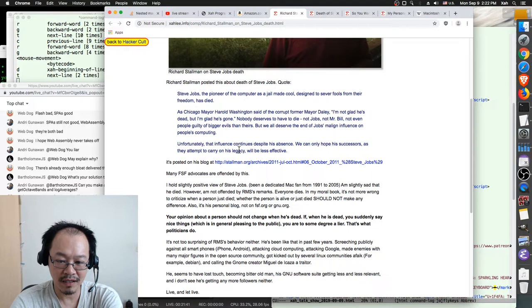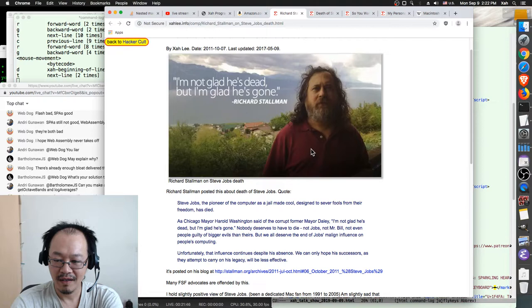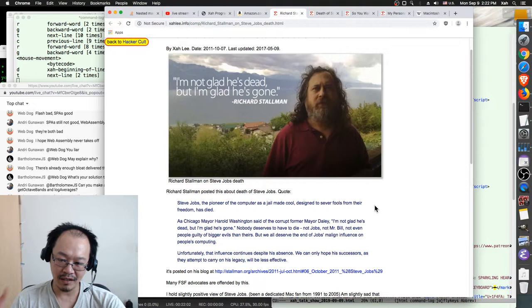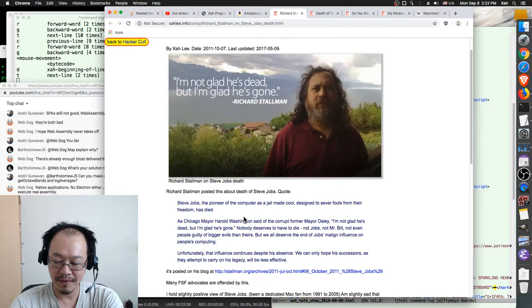Now, this is from Richard Stallman. What the fuck? So Richard Stallman made this statement. At that time, a lot of Free Software Foundation members, meaning people who donated, you donate, you become a member, they quit. They got angry because Richard Stallman says this.